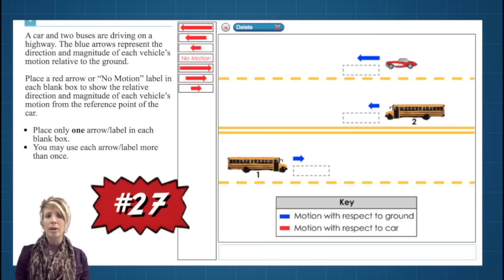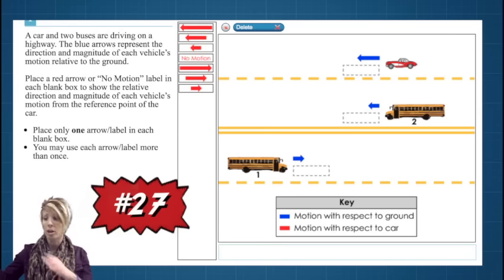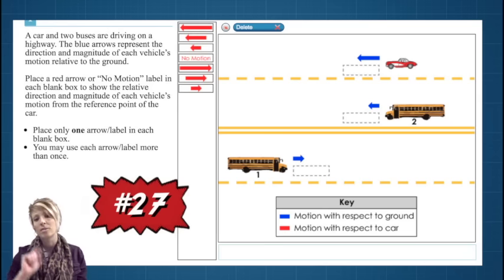So all of those blue arrows represent the reference point of the Earth, what that vehicle is doing compared to the Earth. But what you need to do with your red arrows is show me what they are doing in reference to the car. So if they're moving faster than the car, then it looks like they're getting further away from it, right? If they're moving the same speed as the car, then it's like they're not moving at all. If they're moving slower than the car, then the car is appearing to get further away from them. So you're comparing everything to the car. You're going to place only one arrow or label in each blank box, and you may use each arrow or label more than once. And for this one, guys, it would normally be a click and drag type situation, but since we're on paper and pencil, just use your pencil to connect the arrow with the box that you would put it in.